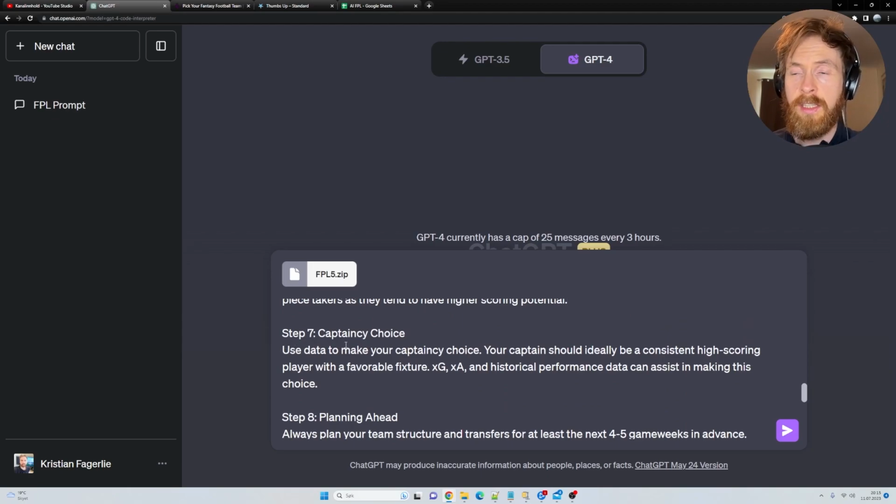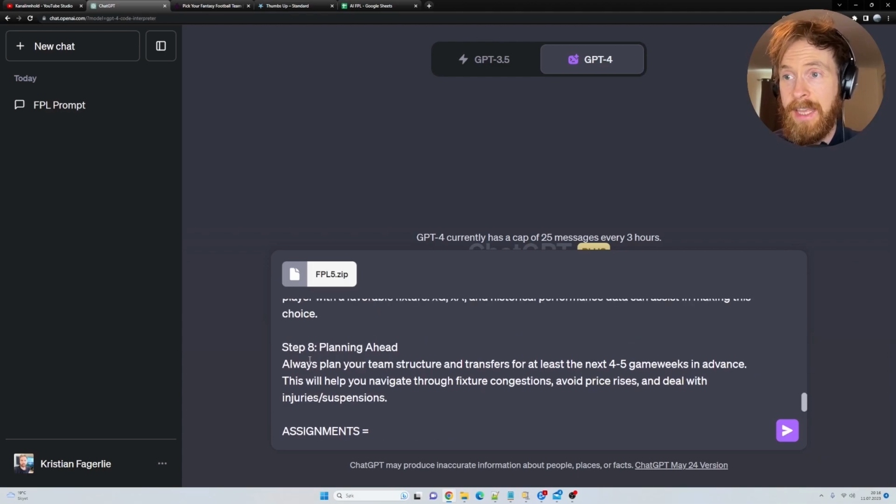Captaincy choice. Use data to make your captaincy choice. Your captain should always be the consistent high-scoring player with favorable fixtures. Agree. Planning ahead. Always plan your team structure and transfers for the next 4 to 5 game weeks.